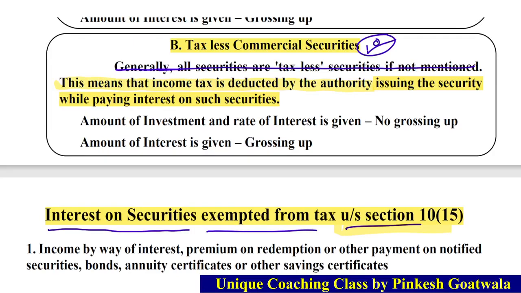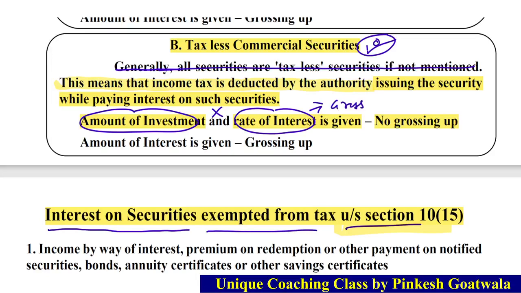So what are the rules we have to remember? When the amount of investment and the rate of interest are given, we do not need grossing up. We directly multiply the amount of investment into the rate of interest, and you will get the gross amount directly. And if the amount of interest is given, then what do we have to do? We have to do grossing up. Clear? So in the first situation we directly multiply and get the gross amount. But if the amount of interest is given, then we have to do grossing up. This is the rules regarding tax less commercial security. Okay, remember tax less.